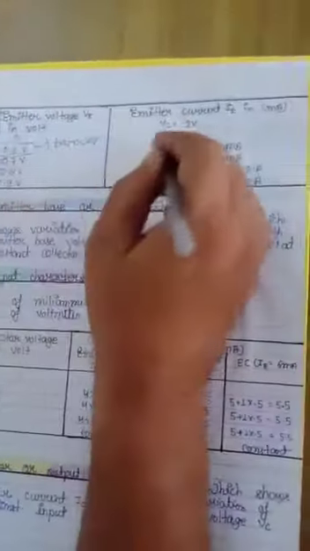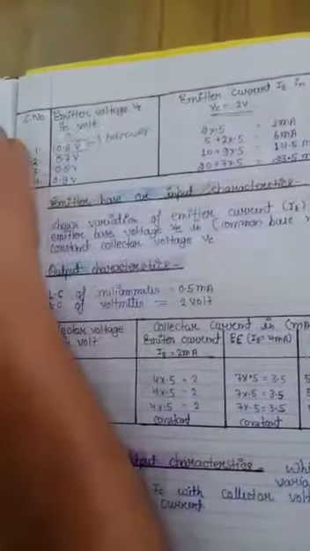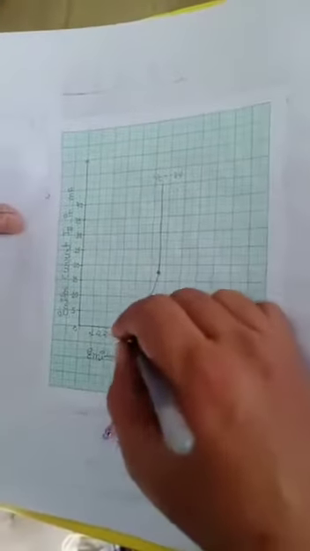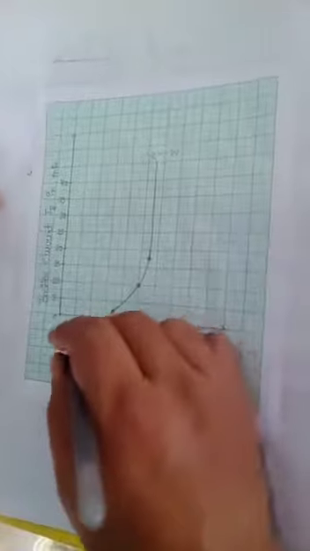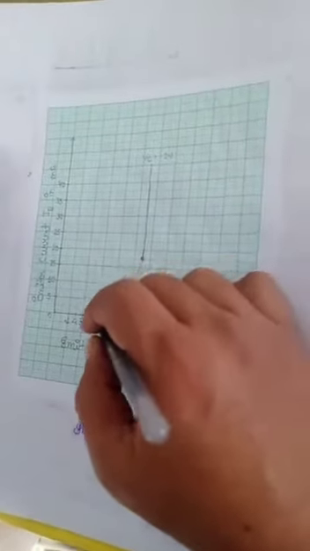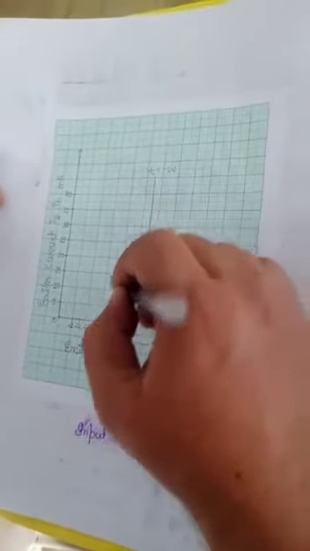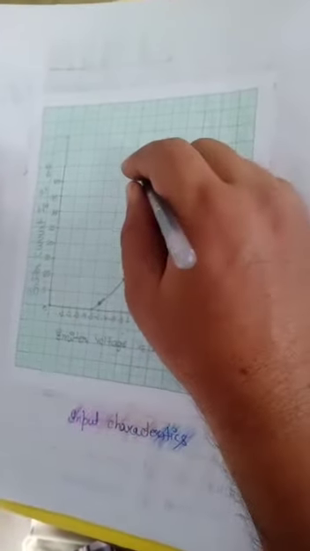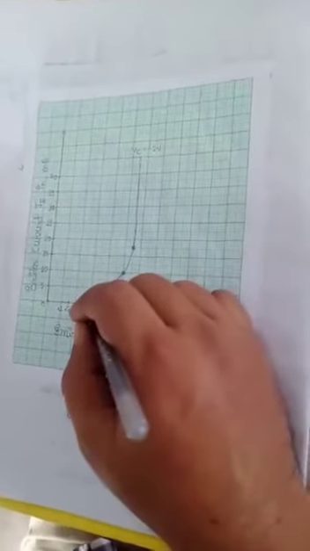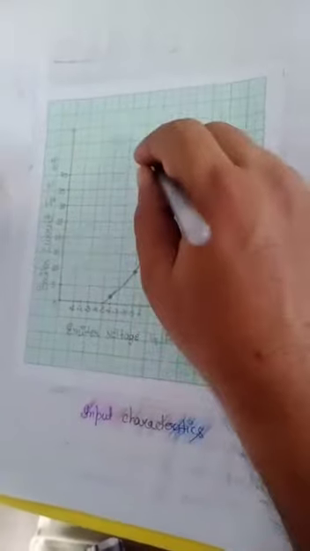Beyond this, the current increases rapidly, just like the forward bias characteristics of the PN junction diode. That is, the input characteristics of the transistor in common base configuration are similar to the forward bias characteristics of the PN junction diode.